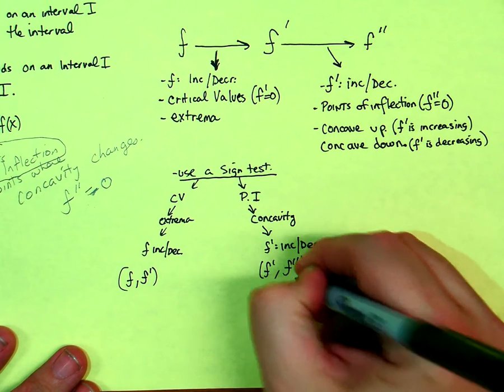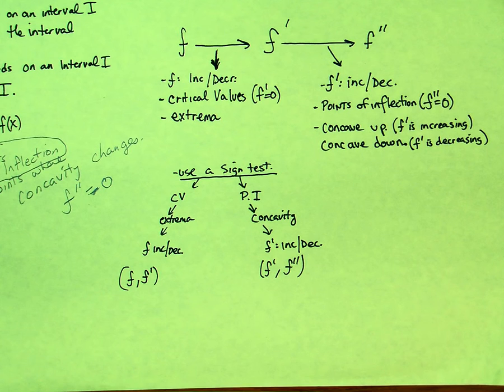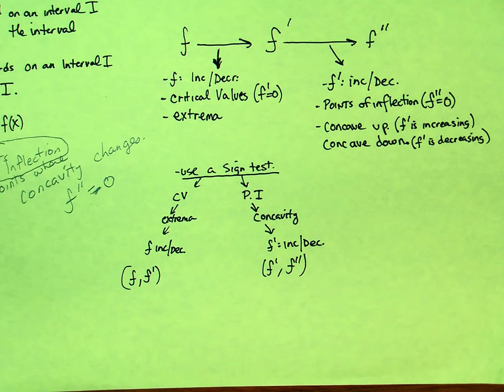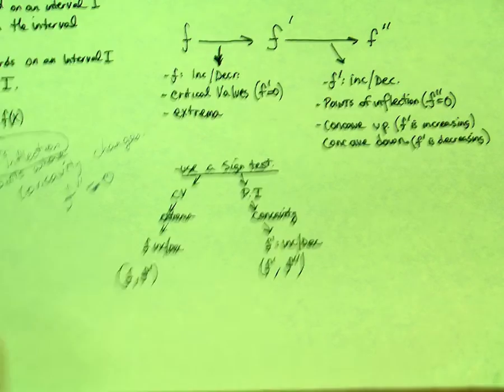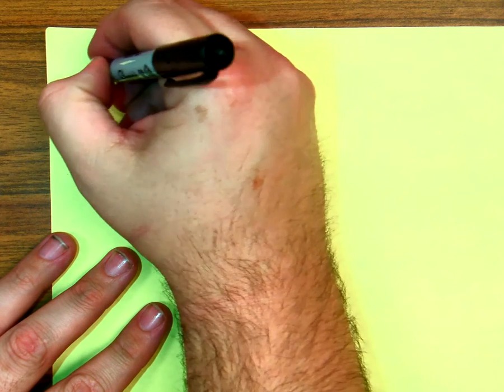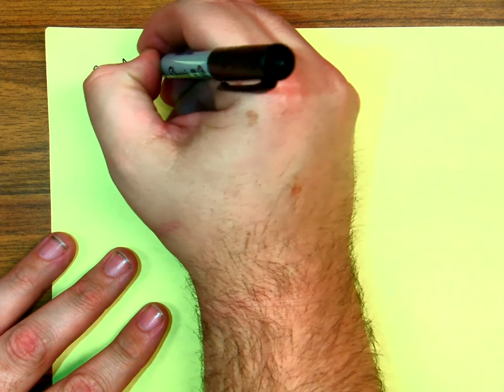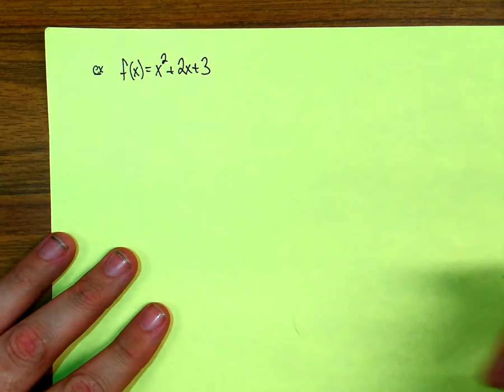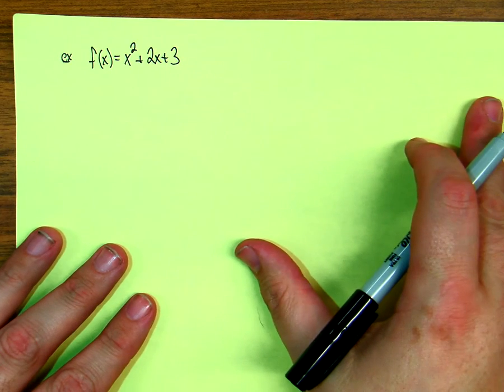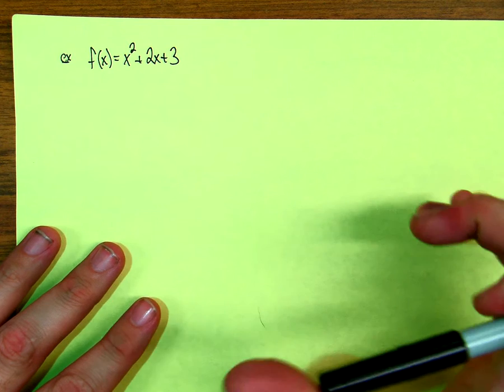All right. So now, let's take a look at an example of this. You'll get this if you want it. If anybody wants it, they could take a look at it. Now, I'm going to start with a basic example. f of x is equal to x squared plus 2x plus 3.